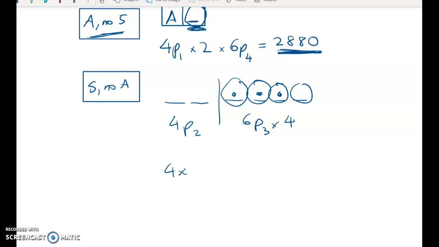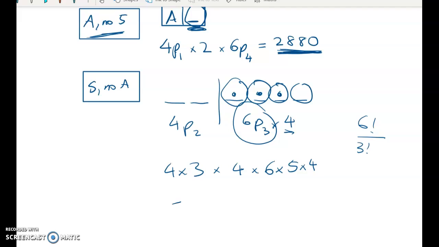So all of that looks like this. We're going to have 4 times 3 for the first bit, times 4 for this, times 6, times 5, times 4 for the other ones. Right? You can do it like that, or you can use your 6P3 formula, which is 6 factorial over 3 factorial. Anyway, all up you will get 5,760.